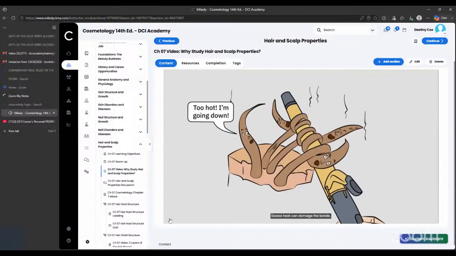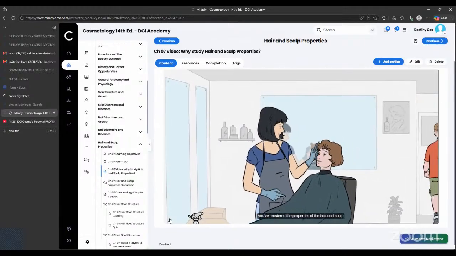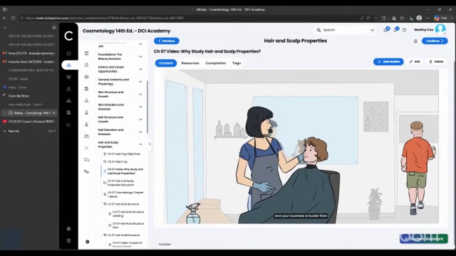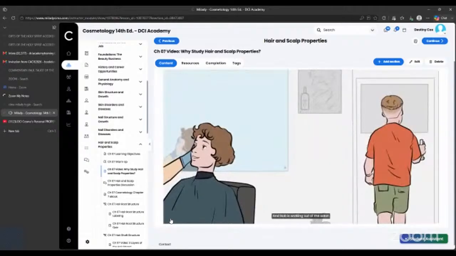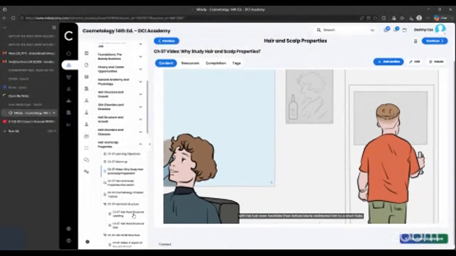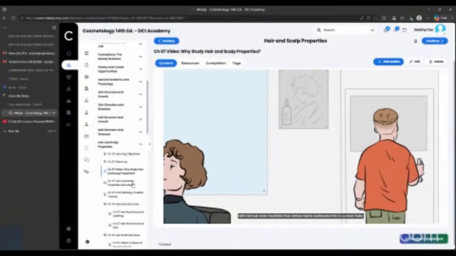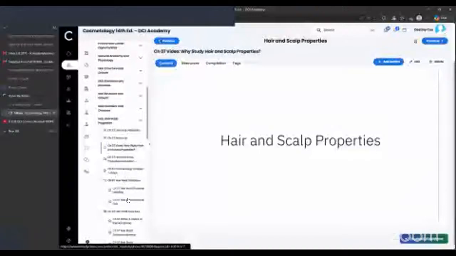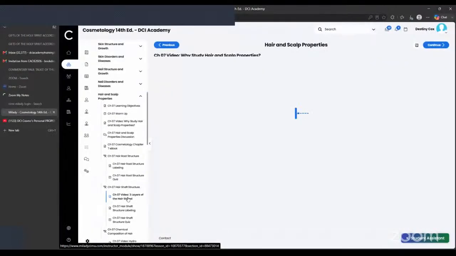Heat can damage the bonds. All right, you've mastered the properties of the hair and scalp, and your business is busier than ever due to your amazing technique. And Bob is walking out of the salon with his hair even healthier than before Marta redirected him to a short fade. All right, so that was just something about hair and scalp. Let's look at the layers of the hair strand, and then we're going to move to our ebook in this particular area.